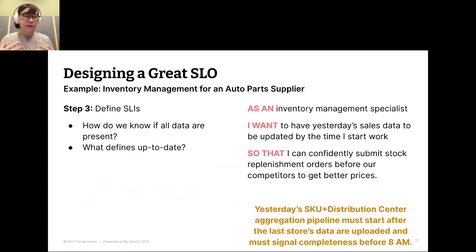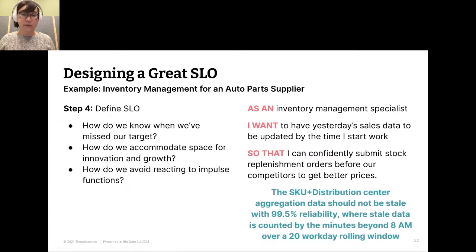So what we want to do is create an SLO that has some sort of notion of an error budget, some sort of notion of history. One way to do it would be to say the aggregation data should not be stale with 99.5% reliability. Stale data is data that has not been updated by 8 a.m. And that 99.5% is going to be the amount of time that the data is not fresh past 8 a.m. on every workday. And then we're going to aggregate that over a 20 workday rolling window.